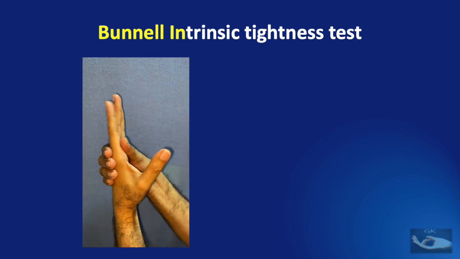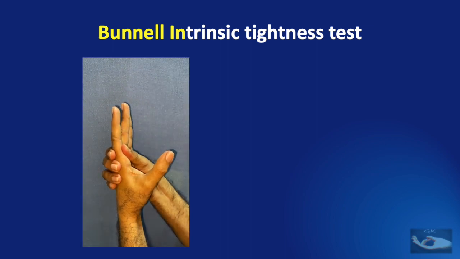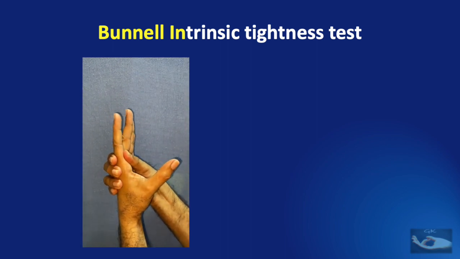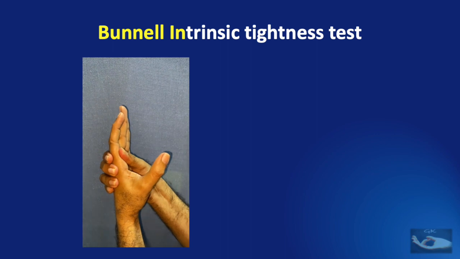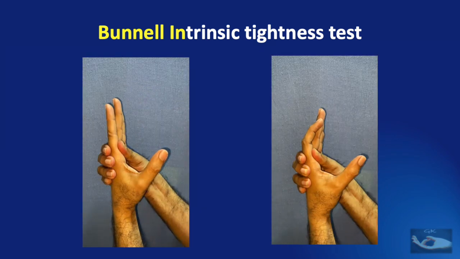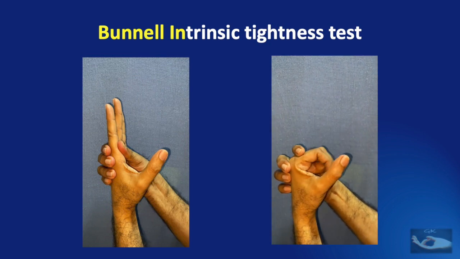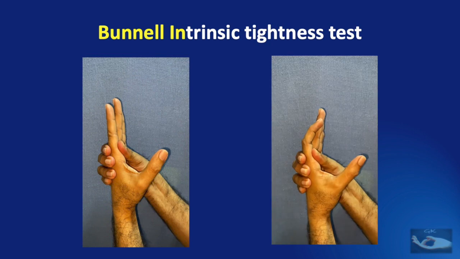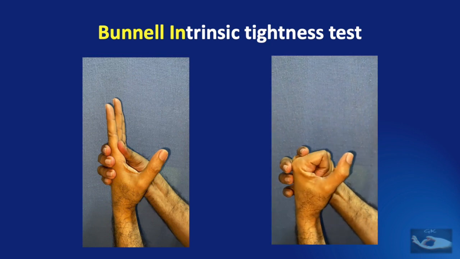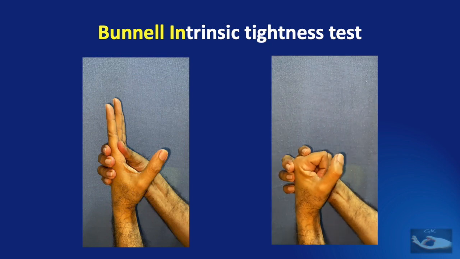First, hold the metacarpophalangeal joint of the finger in extension and ask the patient to flex the interphalangeal joints. He will not be able to do so, or it will be very difficult, in intrinsic tightness. However, when we flex the metacarpophalangeal joint, the patient will be able to very easily flex the proximal interphalangeal joint. This shows that the intrinsic muscles have been slackened by flexing the metacarpophalangeal joint.